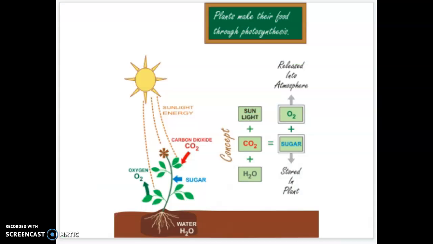This is just a little schematic that is showing how everything comes in and goes out. So sunlight comes in, carbon dioxide comes in, water comes in through the roots. Oxygen is given out through the leaves, and sugars are stored in the plant. And when another living organism eats that plant, they are able to break down those sugars.